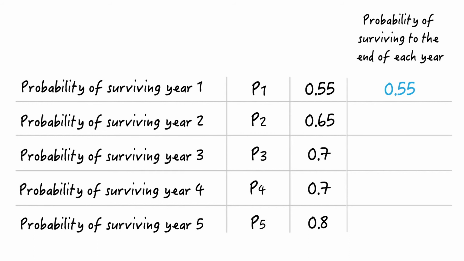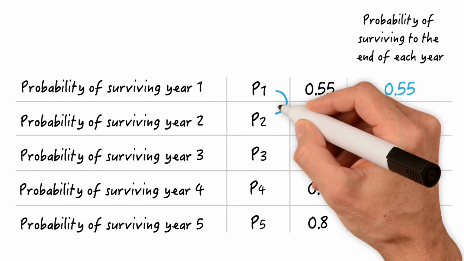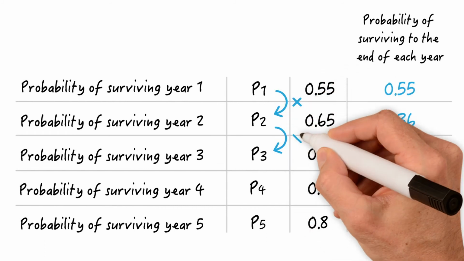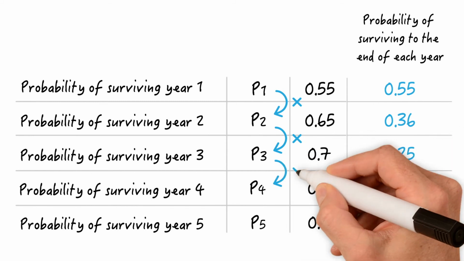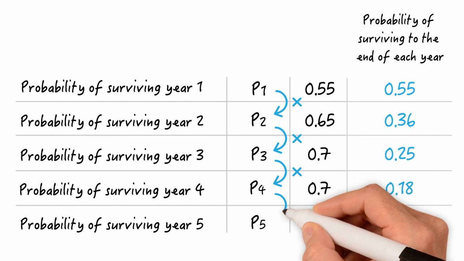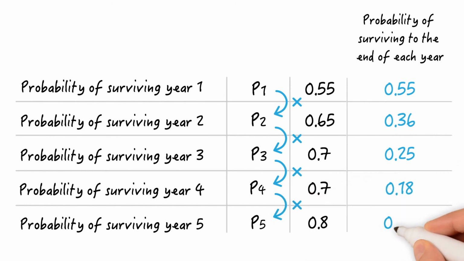What's the probability of surviving till the end of year 2 for someone who joins the study? Well, that's the product of the probability of surviving year 1 and year 2. So 0.55 times 0.65, and that's 0.36. The probability of surviving to the end of year 3 is P1 times P2 times P3, or 0.25, and so forth. So the 5-year survival rate for someone who joined the study was 0.14, or 14%.